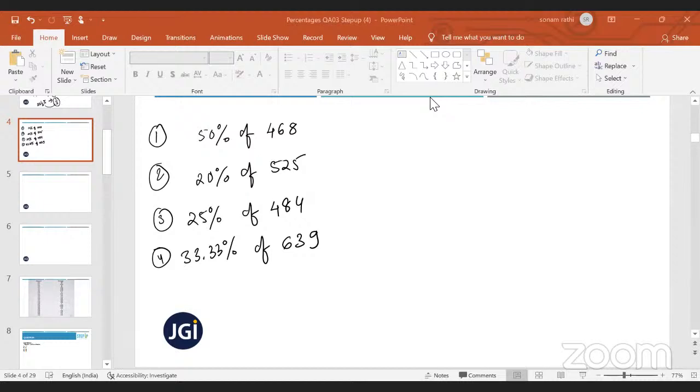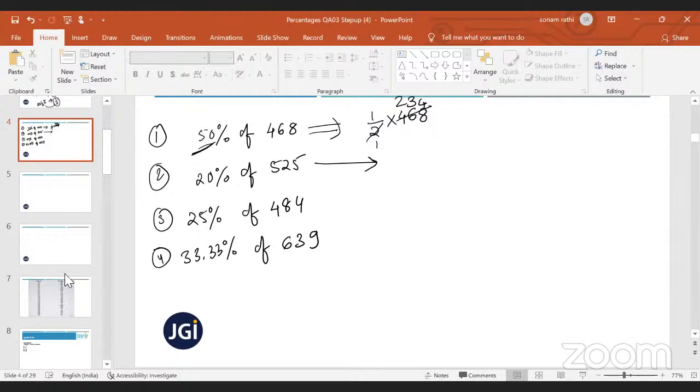So as we know that 50% is how much in fraction? 1 by 2, correct? So 1 by 2 of 468. Yes or no? Okay, so let's do the cancellation. So the answer is 234. Correct? This was very easy. Try to do the second one.